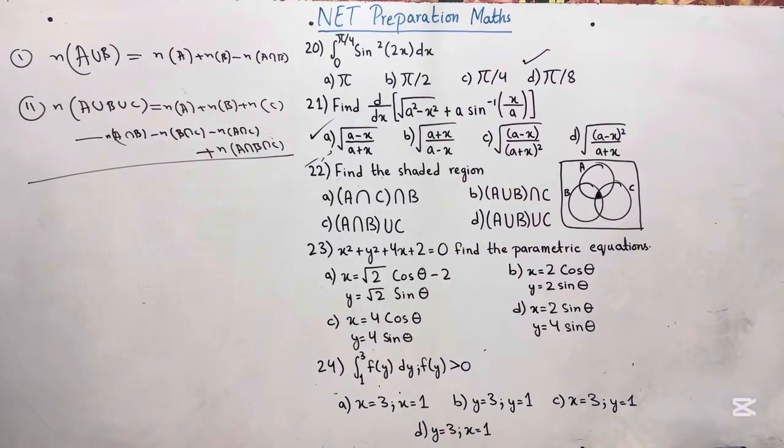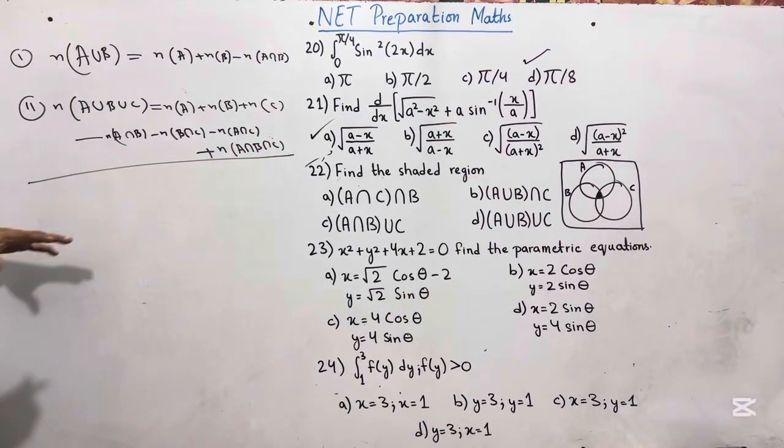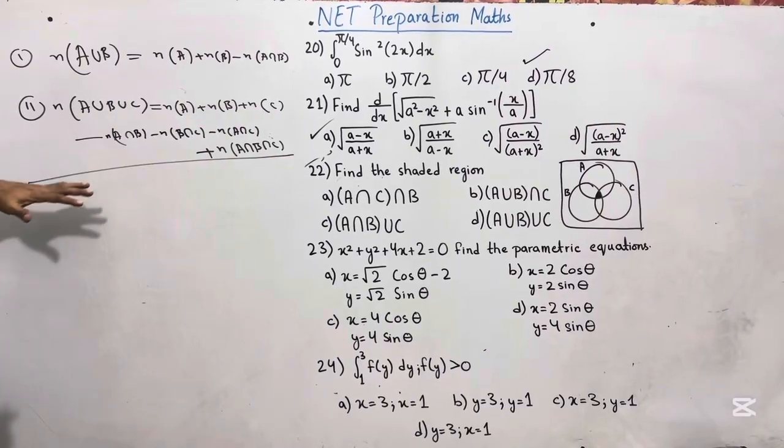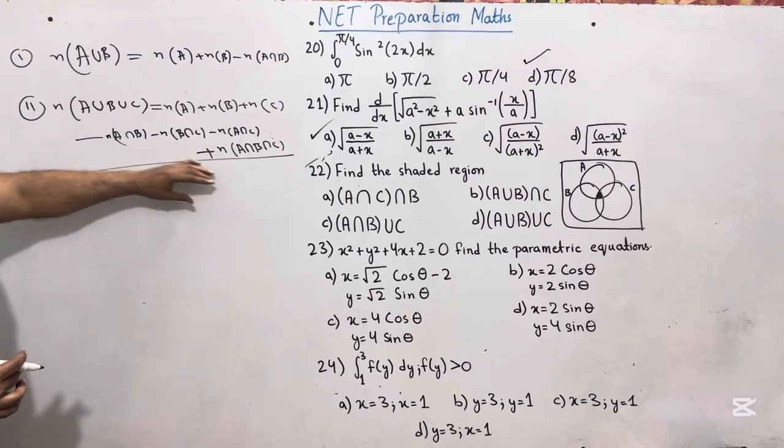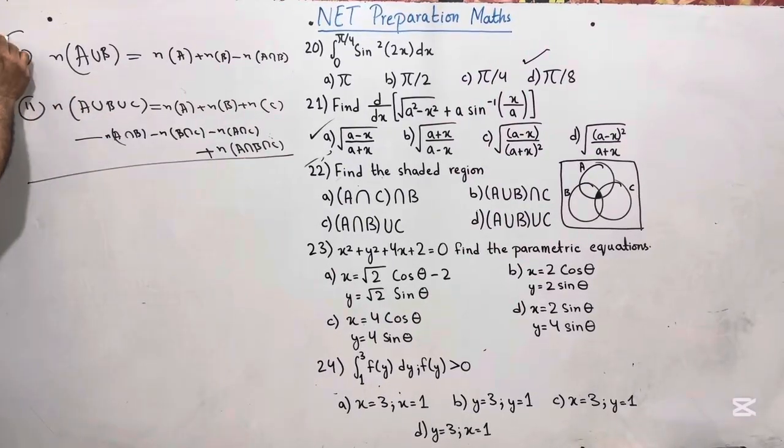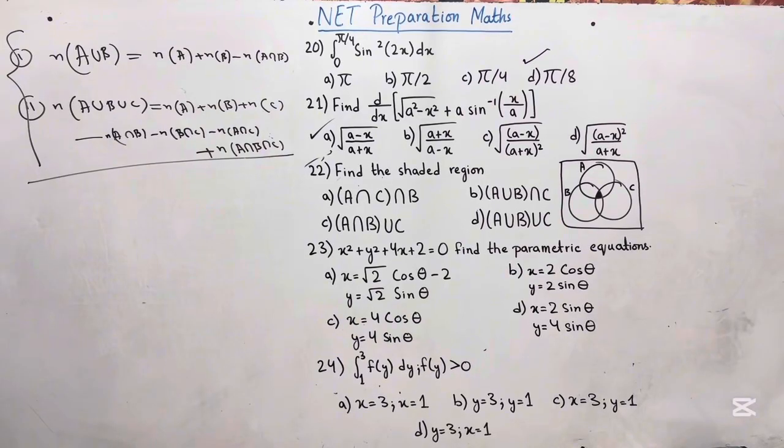This is for three sets. How to find the number of elements in both A and B, in BC, in AC, or in all. That is the application of sets theory, number of elements in A, B, and C in real life.